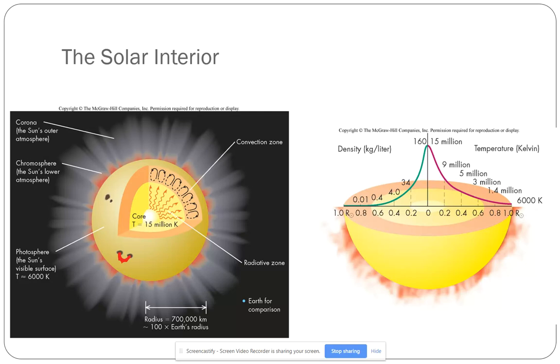You look at the density, remember we talked about the surface density. Well, the average density of the sun was 1.4 grams per centimeter cubed. But the core, it shoots all the way up to 160 grams per centimeter cubed. Super dense in there.